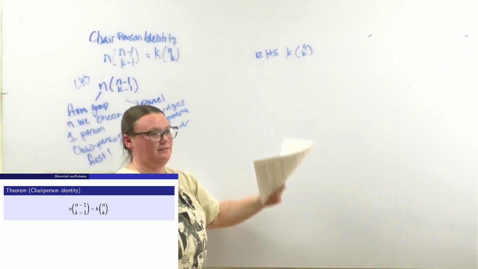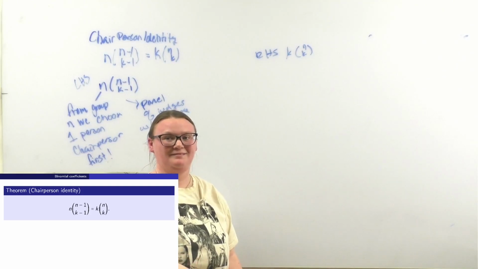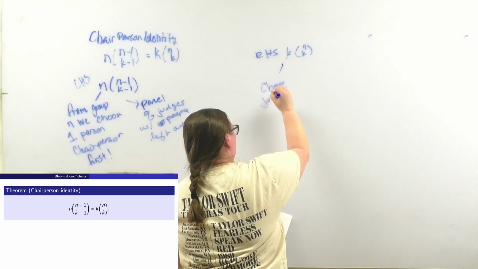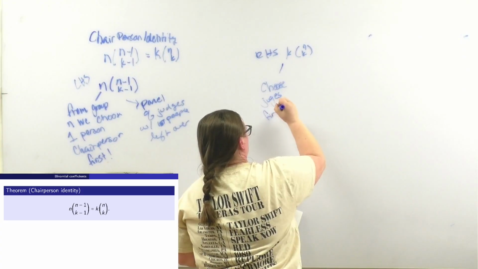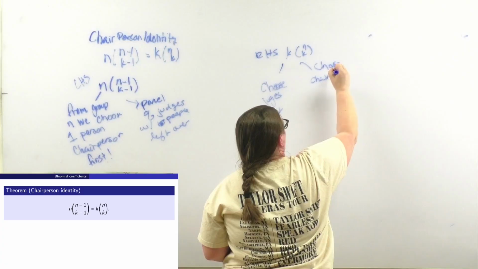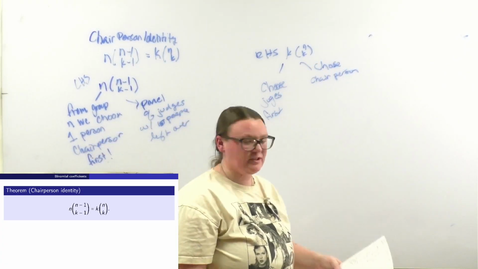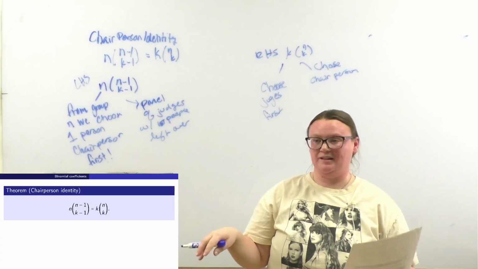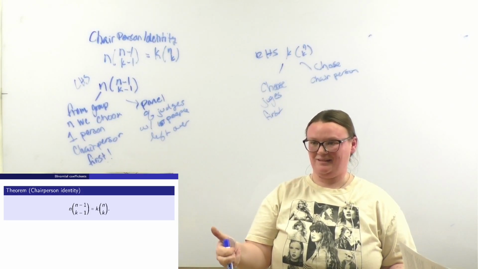So we chose our chairperson first over here, and then we chose the judges from the people left over. What do you think we're going to do on this side? Choose judges. And then we'll choose our chairperson. So eventually this will all allow us to choose our judges and our chairperson. Either you choose one first and then the other, or you choose the other and then the one, and they end up being equal to each other.